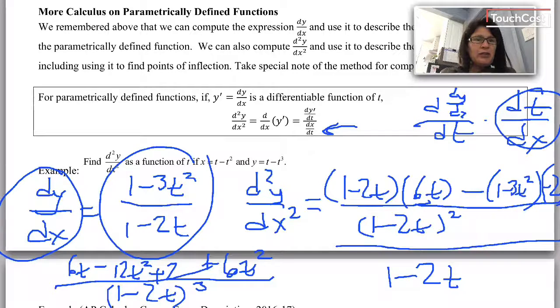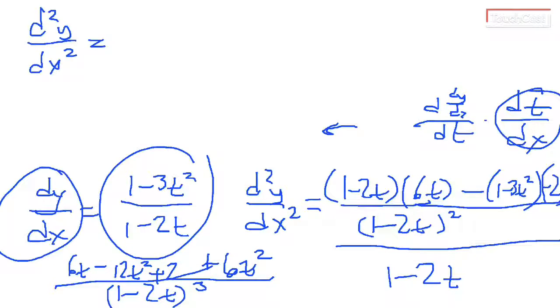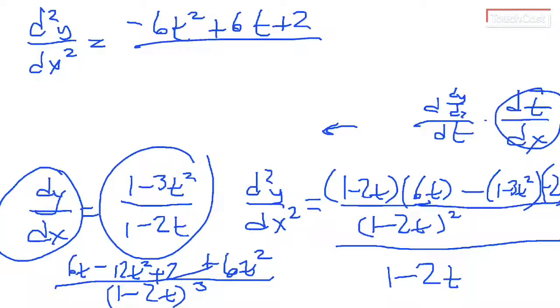Does anything up there simplify? I have a minus 12t squared and a plus 6t squared. So if I was going to write one more final answer, I might write this: d squared y/dx squared equals negative 6t squared plus 6t plus 2 all over (1 minus 2t) cubed. Final answer.